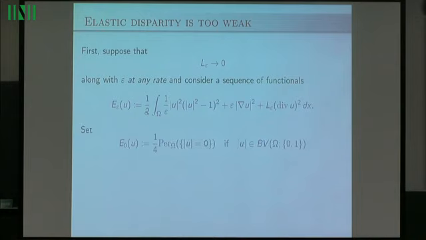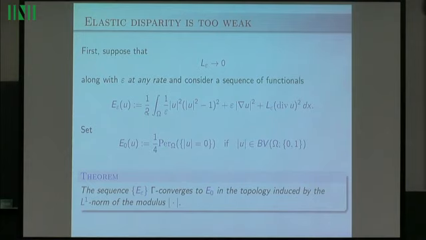In this case, it can be shown that this energy actually gamma converges to just a perimeter. Because it converges to a perimeter, that means that in the limit, I don't expect that the director is going to be coupled in any way to the interface. So I cannot expect that the director is parallel to the interface. So for this to happen, I should expect some sort of larger disparity.